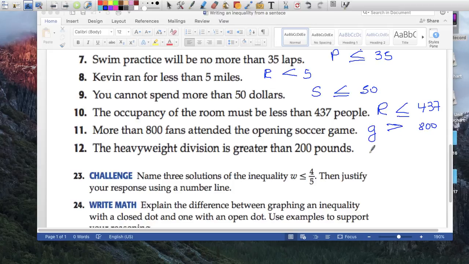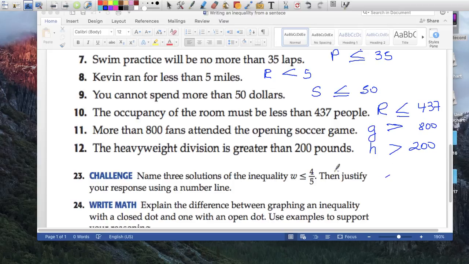Okay. The heavyweight division is greater than 200 pounds. I thought it was 250. Where's that the limit? Okay, anyways, so the heavyweight division, probably boxing here, all right, is greater than 200 pounds. So for you to fight in that division, your weight has to be greater than 200 pounds. Okay, if you're 200 pounds, you're not a heavyweight.